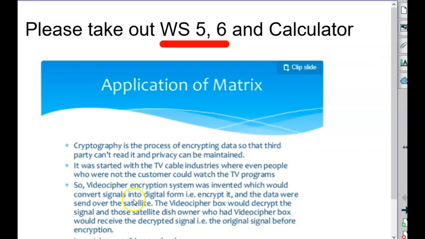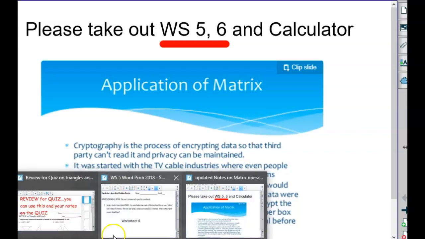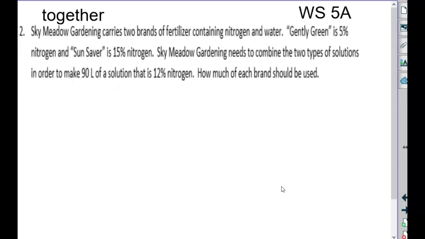So we're actually going to start with some more of what we did yesterday. We're going to do 3 word problems together off worksheet 5, okay? And then you have 3 assigned. We're going to do number 2. This is a mixture problem, I would call this. Mixture type.